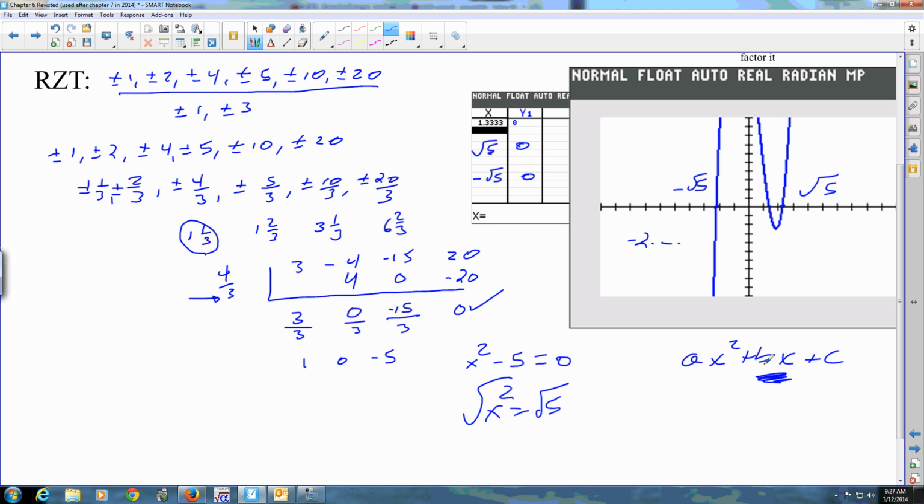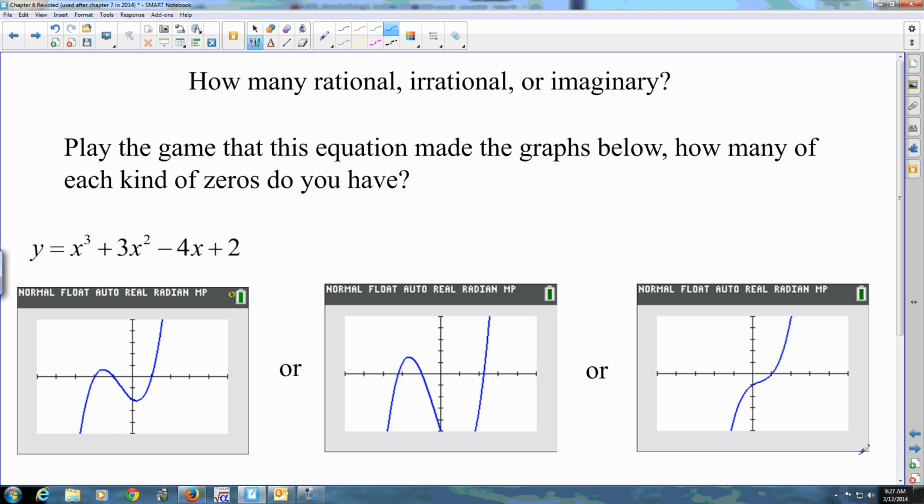If this had a value of b, like x squared minus 2x plus 5, then you do the quadratic formula and get your other two answers. Okay? All right. What I need to work with you on in this last slide is identifying how many rational, so again, those are things that can be written as a fraction, whether it's a whole number like 3 or a fraction like negative 3/2, irrational, anything that's a square root, or imaginary, anything that involves i. How many of these things do you have?